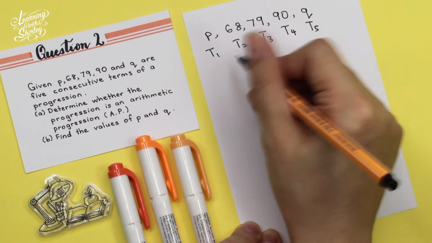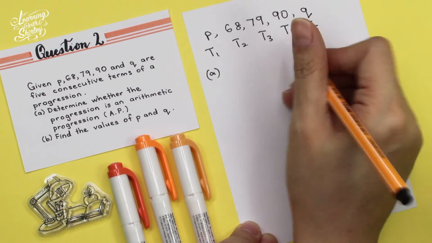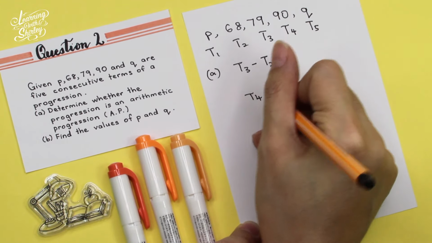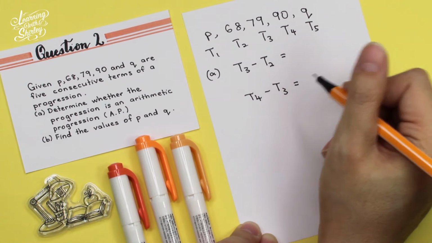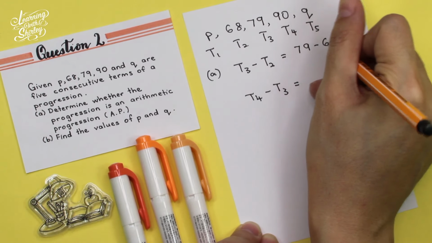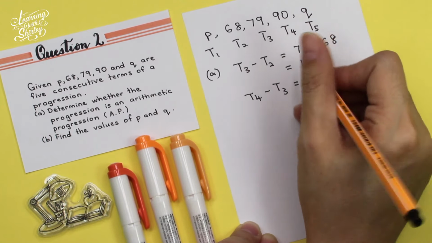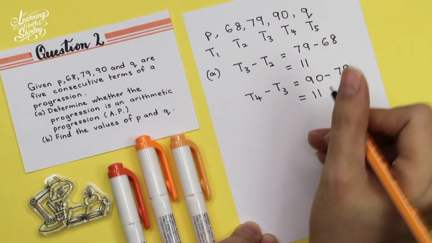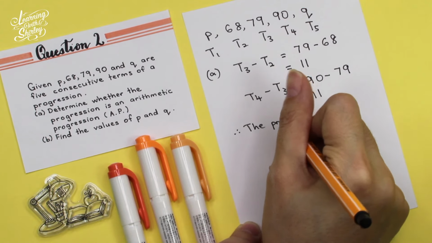To determine whether the progression is an AP or not, we use the common difference method. So we find T3 minus T2 and T4 minus T3. So if you get these two answers the same, therefore it's proven that it's an AP. So T3 minus T2 will be 79 minus 68 equals to 11. Okay, and T4 minus T3 is 90 minus 79 is also 11. Therefore, it's proven that the progression is an AP.